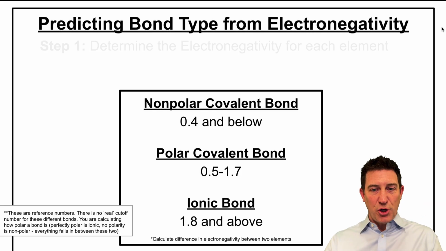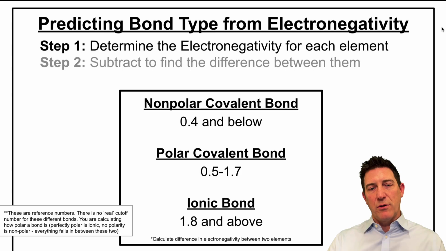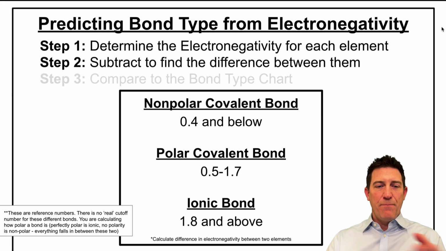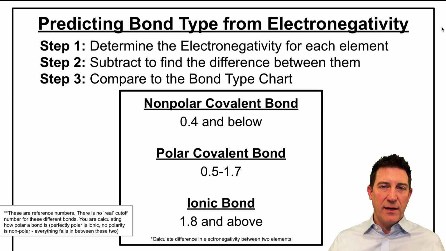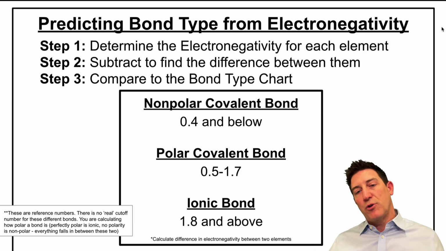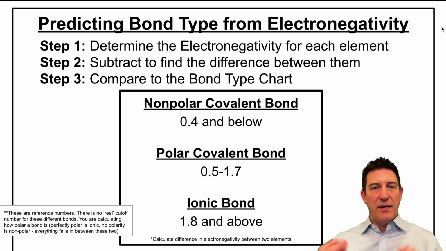So this chart helps us. If we're going to predict the bond type and we want to know which one of those bond types is going to form, this is what we do. You determine the electronegativity by looking it up on the periodic table. You subtract to find the difference in their greediness or their electronegativity, and then you look at this chart.